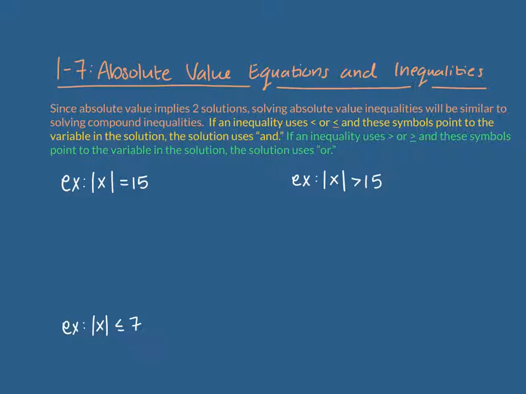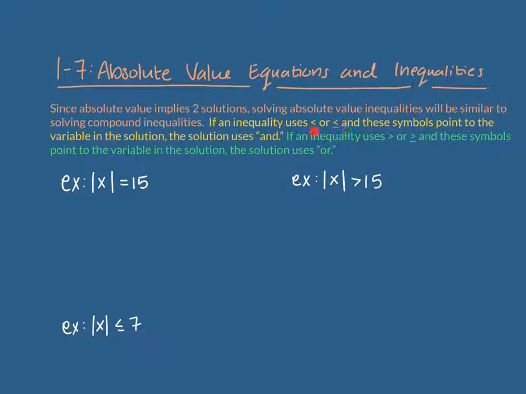So in the previous video, we talked about absolute value equations, and one of the main things we talked about is that you can get two solutions from every absolute value equation, right? Because you can be 5 away from 0 to the right and 5 away from 0 to the left on a number line. So this leads into absolute value inequalities because since absolute value implies two solutions, solving absolute value inequalities will be similar to solving compound inequalities.